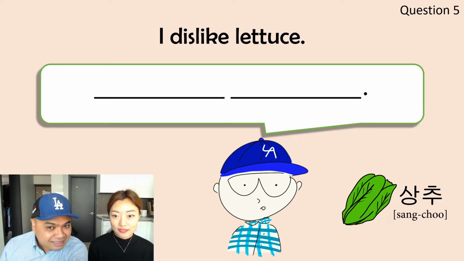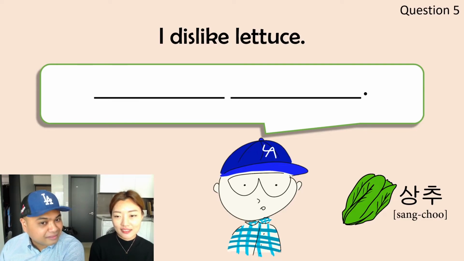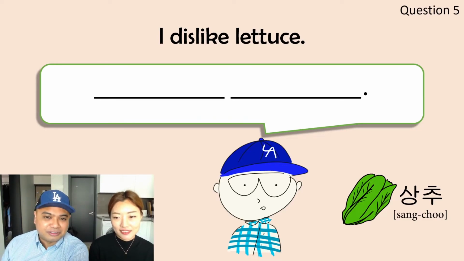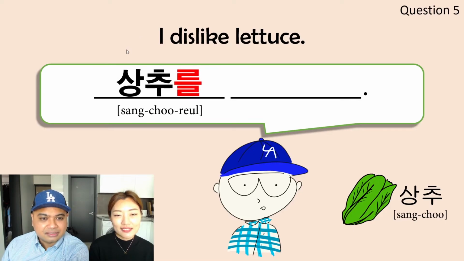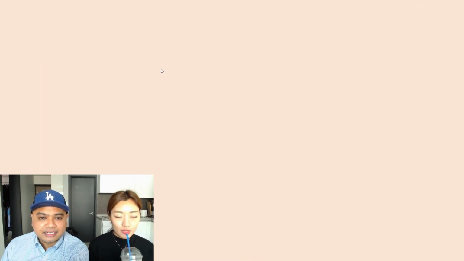So we have lettuce. And lettuce in Korean is 상추. This is something you should probably know because when you do Korean barbecue, they give you a bunch of lettuce, and then you're going to eat all the lettuce and you're going to need more. 상추 is something you should know. And then 상추 ends with a vowel. So we need 를, so it's 상추를 싫어해요. 싫어해요.